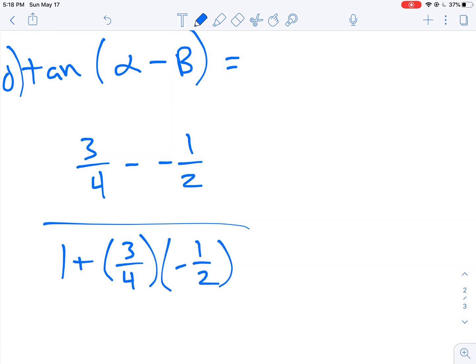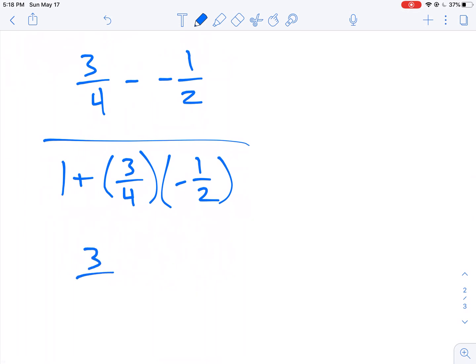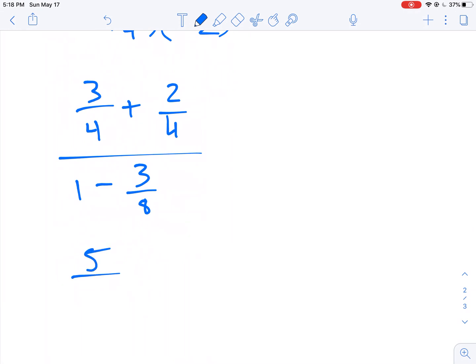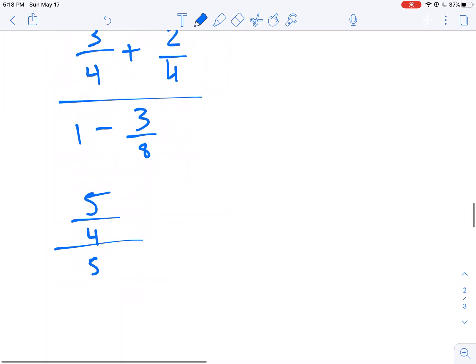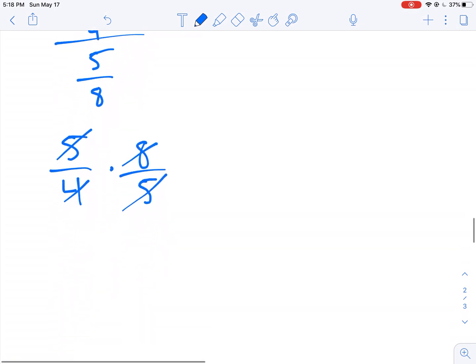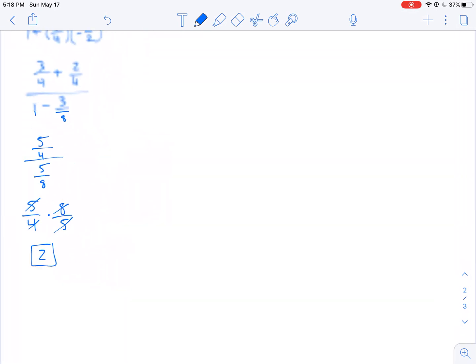This is going to be a lot of fraction addition here. So this becomes 3 over 4 plus 2 over 4 all over 1 minus 3 over 8. So that becomes 5 over 4 all over 5 over 8, which is 5 over 4 times 8 over 5. Those 5s cross out, that 4 and that 8 reduce, and my answer here will be 2. So you go through that process of plugging it in, then you just have to simplify and do a lot of fraction addition and some fraction division, and you have your answer there.